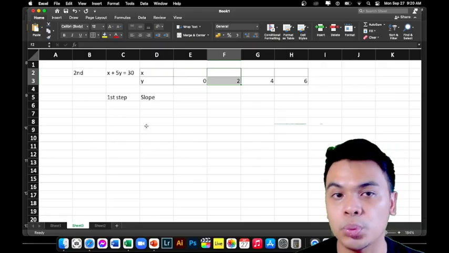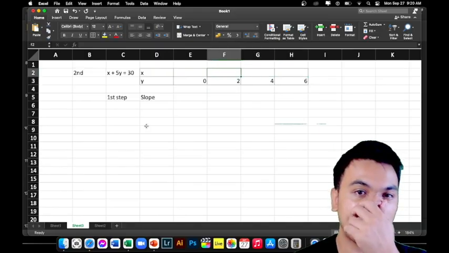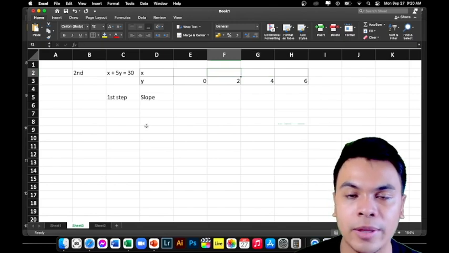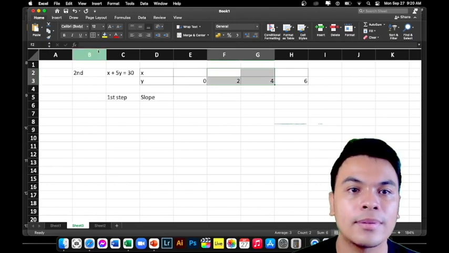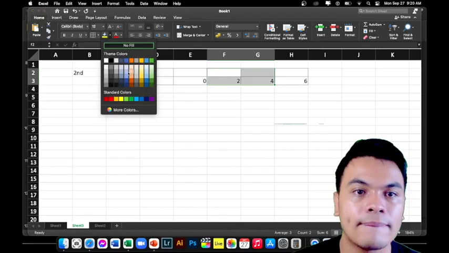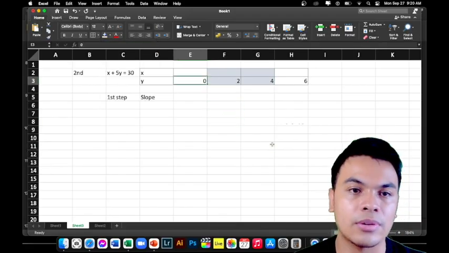Remember, we only need 2. Pero it's good that we compute then the rest. So we have different options. But again, we only need 2. Let's say, let's use these 2. Ayan. Highlight natin. We will be using these 2 coordinates. If y is 2, what's now the value for x?